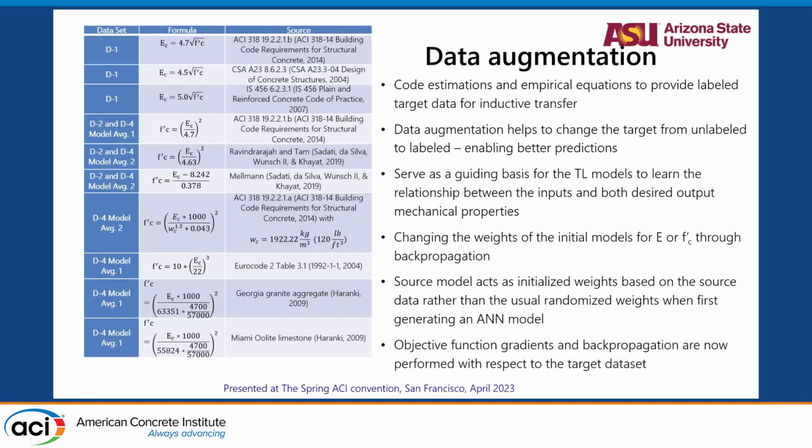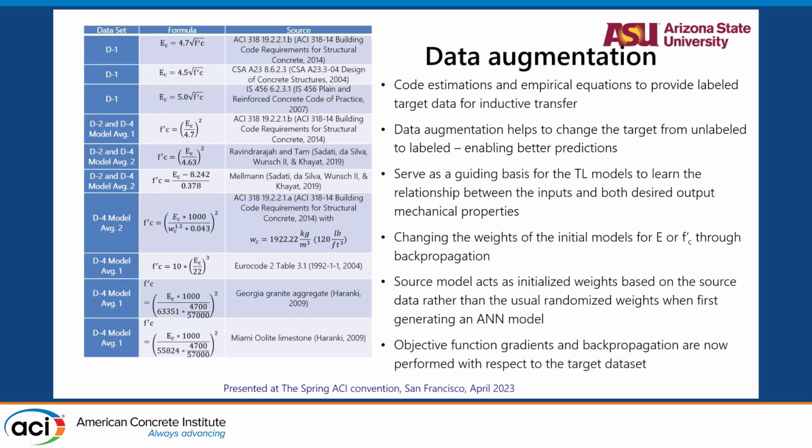This is data augmentation. Very careful data augmentation, not just random data augmentation, but careful data augmentation for transfer learning, to learn the relationship between input and output using an already trained model. Right? So that's what we are doing. Again, changing the weights for backpropagation. Again, root mean square minimization of data. The source model acts as initialized weights, based on source data rather than the usual randomized weights.